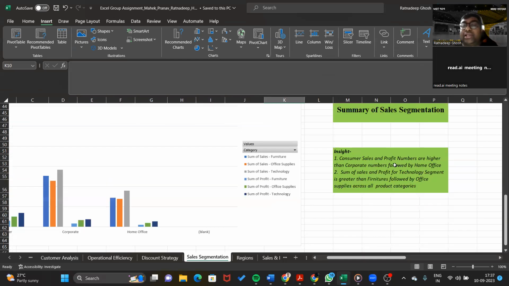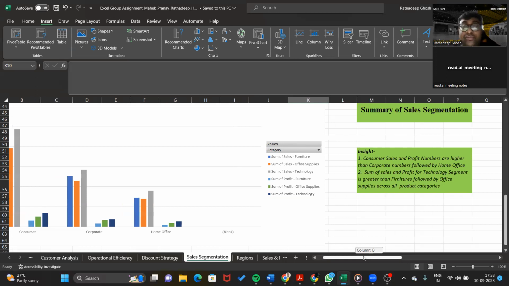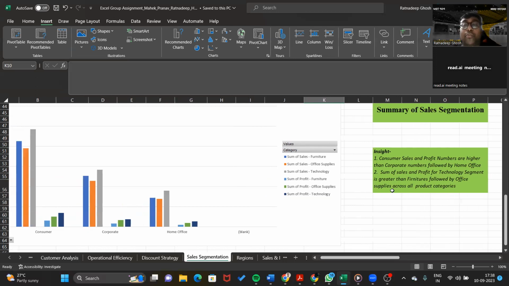The first being the sales and profit numbers in terms of the consumers are higher than the corporate numbers, followed by the home office numbers. You can see clearly these towers are much higher in consumer than corporate and home offices. Next, the sum of sales and profit for the technology segment is greater than the furniture, followed by the office supplies across all product categories.